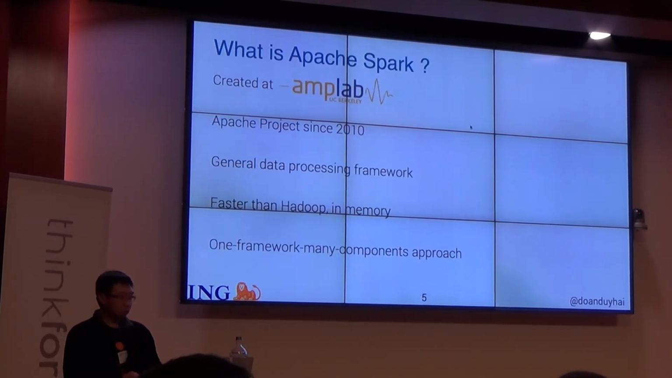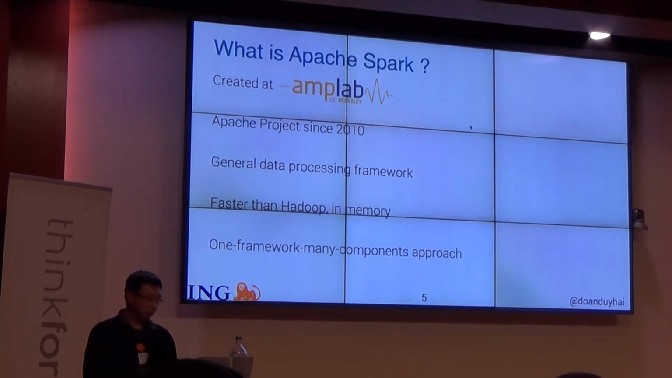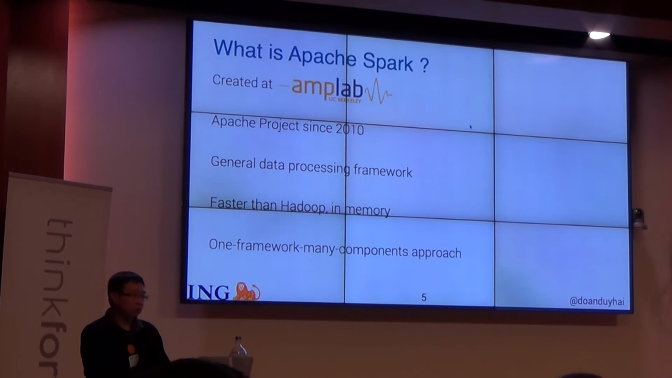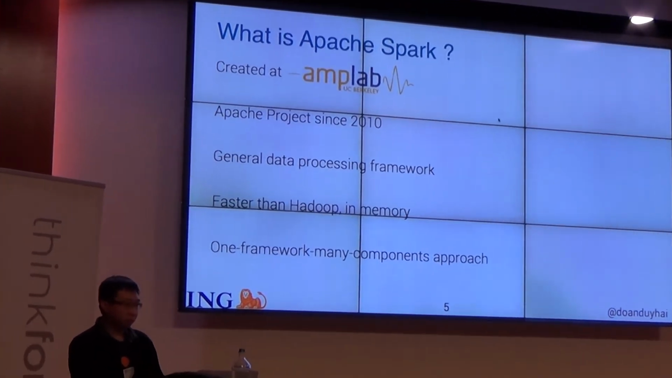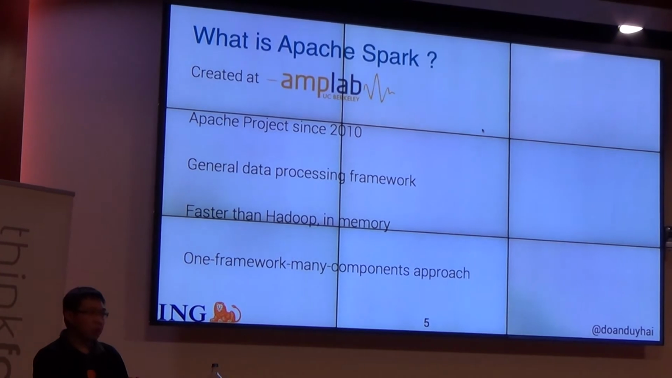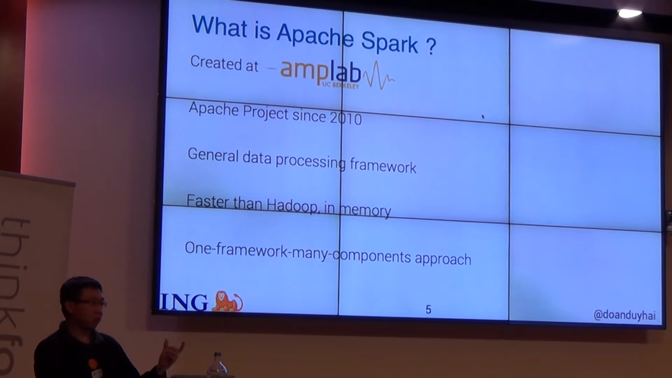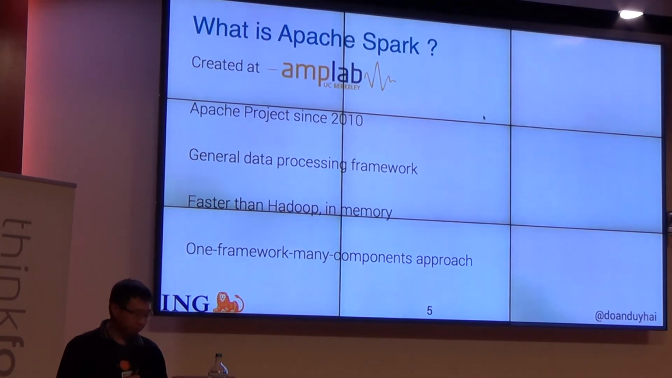So let's talk about Apache Spark. The project was created at Berkeley, the university. The idea of Apache Spark is to give you a general data processing framework, which is faster than Hadoop because all your data are staying in memory. Who is familiar with Hadoop here? Okay, you know that with Hadoop, between each job, the data are written on disk, right? So with Spark, the data stay in memory.